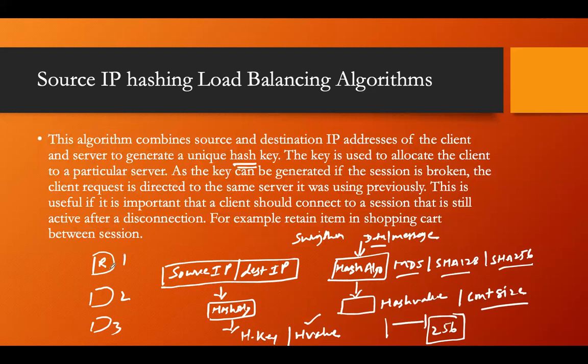In that way, whatever request has been executed till now, the same server will serve it, so they don't have to work from scratch. They will work from where the disconnection happened, so that we can efficiently utilize the resources. That is the objective of this source IP hashing load balancing algorithm.